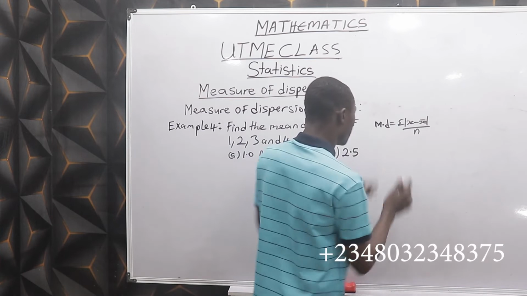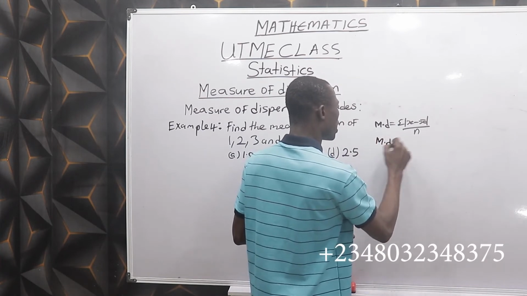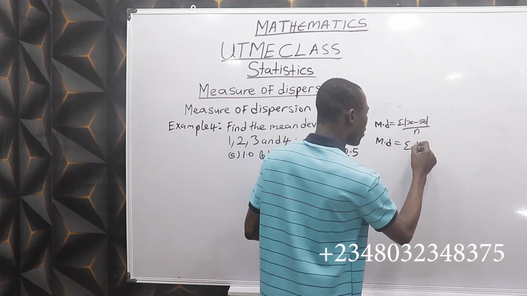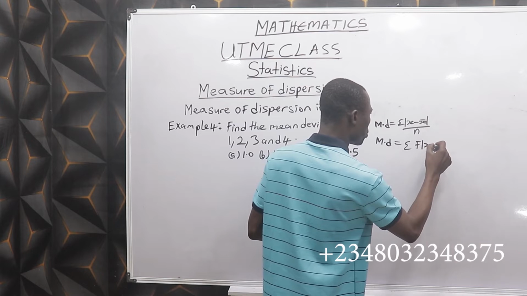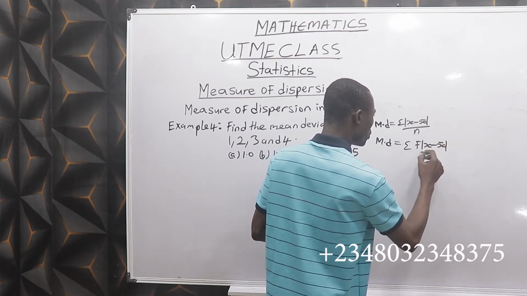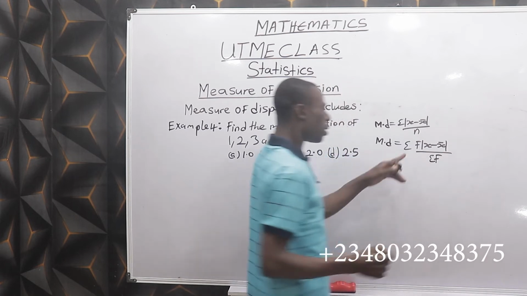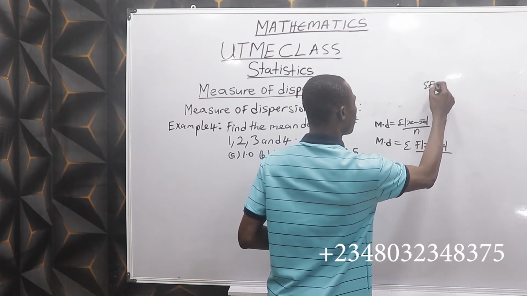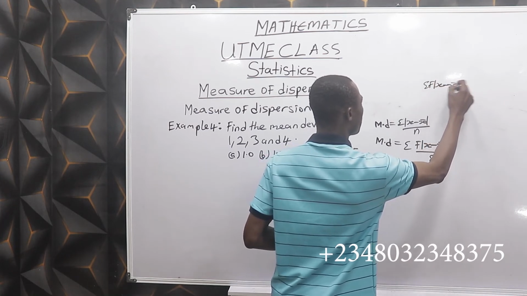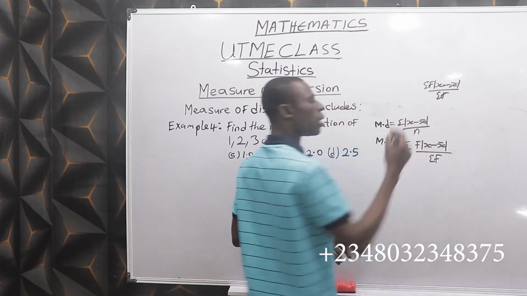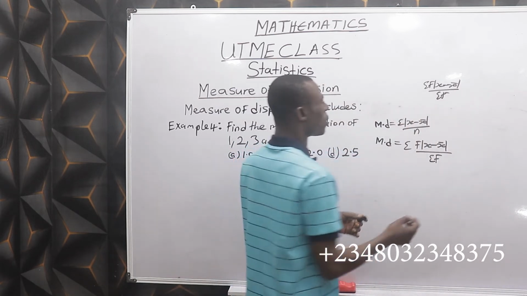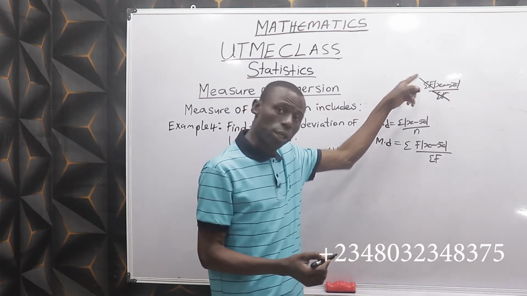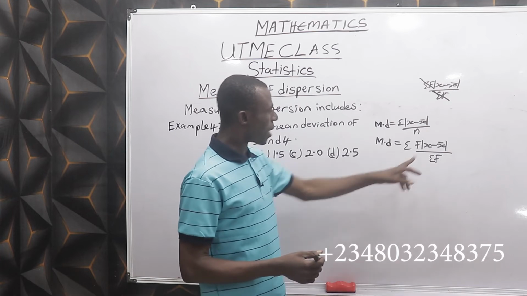But for a tabulated data, which will definitely include frequency, it will be summation f into x minus x bar over summation f. Take note of the way I write it. Don't write it in a way that lets students cancel the f's. A student told me some time ago, why not use this to cancel this, just because of the way he wrote it. Therefore, write it this way.